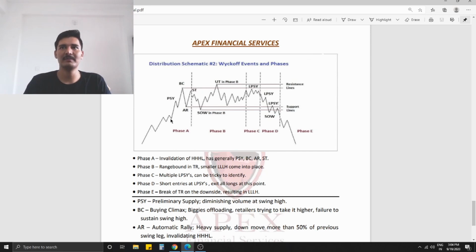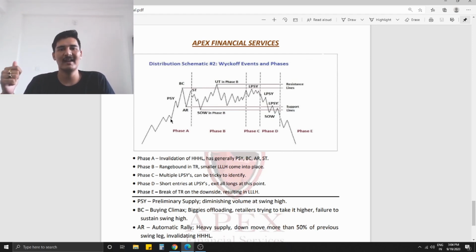Now, with the automatic rally, the thing is, since the biggies are not there anymore, the volume is not there. They have already almost heavily offloaded their long positions at the buying climax region, resulting in an invalidation of higher high formation at the origin of the AR, or automatic rally.